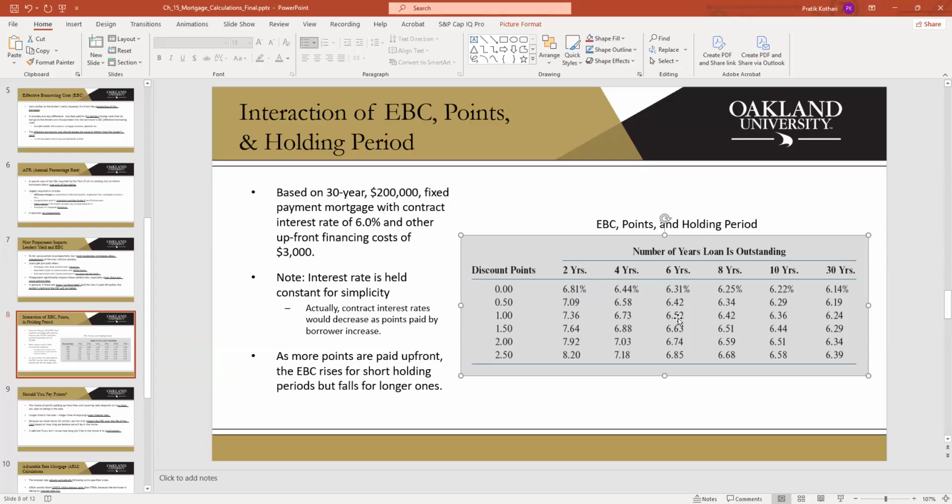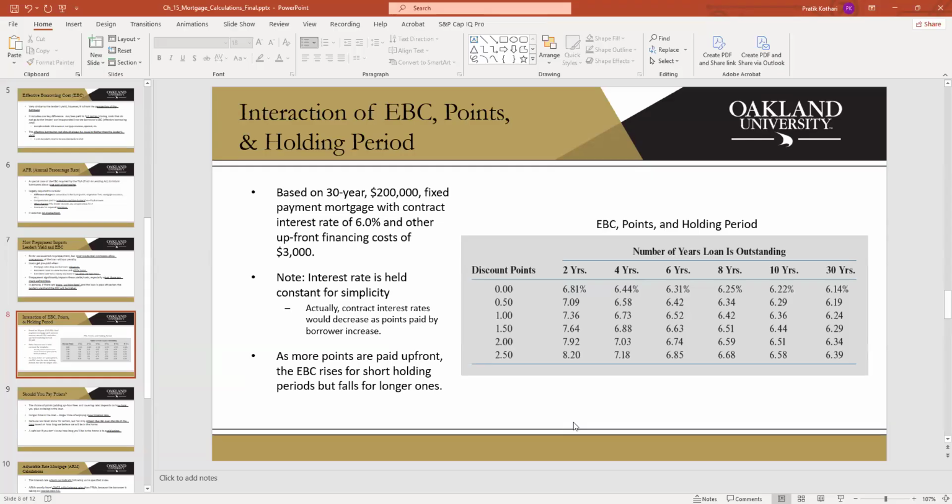I will repeat. As more points are paid upfront, the effective borrowing cost rises sharply for shorter time periods. If you hold the loan for 30 years, the effective borrowing cost doesn't really change that much between 0 points versus 2.5 points. So the rate of increase in 2 years is higher than 4 years, than 6 years, than 8 years, than 10 years. And at 30 years, it's basically almost flat.